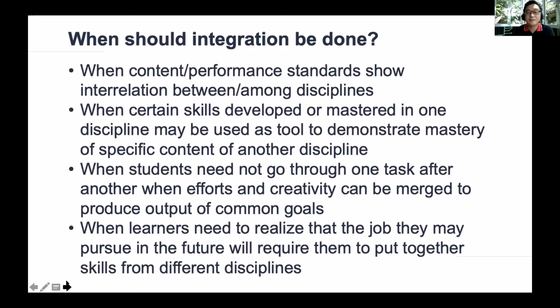Again, integration should be done when learners need to realize that the job they may pursue in the future will require them to put together skills from different disciplines. Now, I said that this afternoon's presentation will just be brief, but to conclude our discussion on designing PTs, I'd like us all to watch a sample of a performance task my students did some years back.